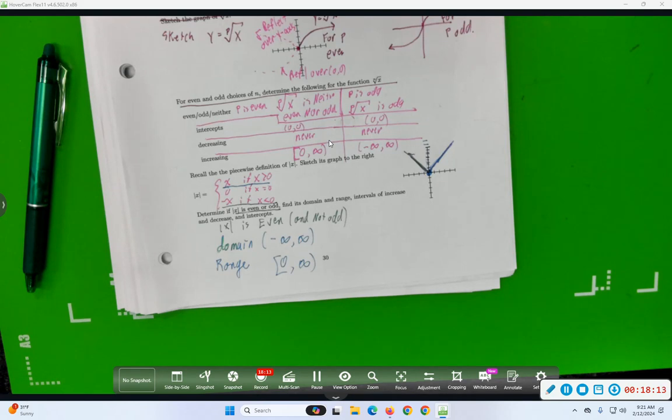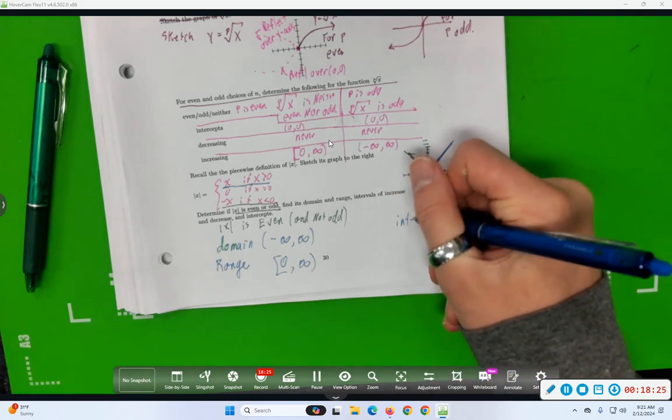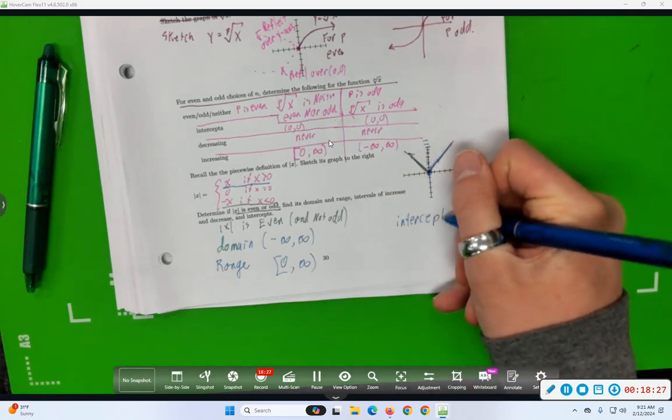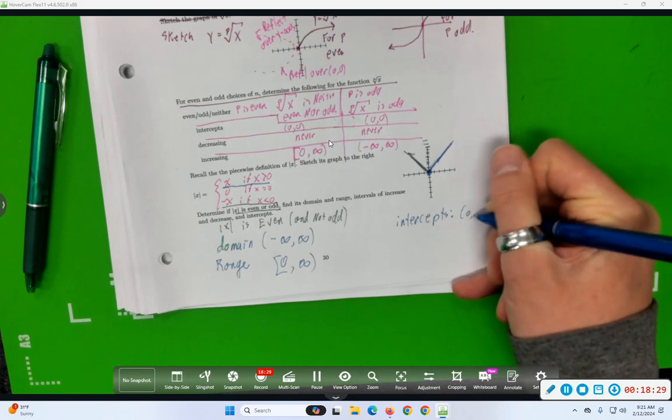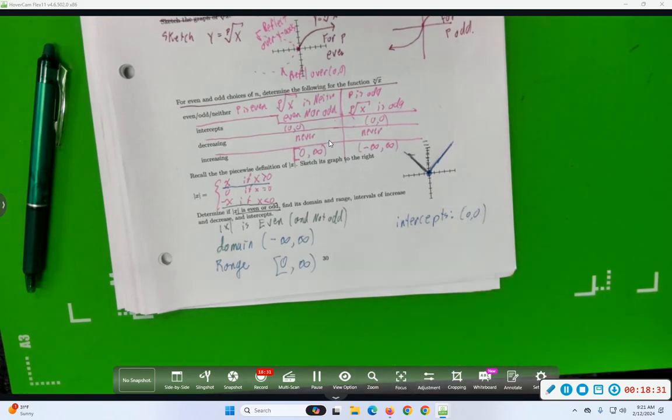Intercepts. It goes through the point (0, 0), and there's no other place where it touches an axis. Does that feel pretty okay?